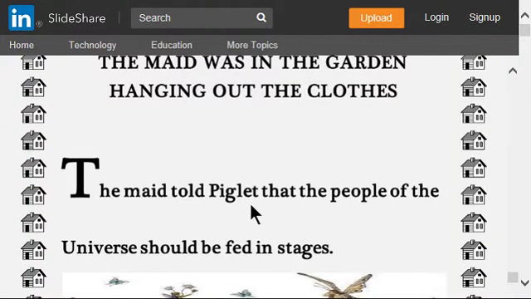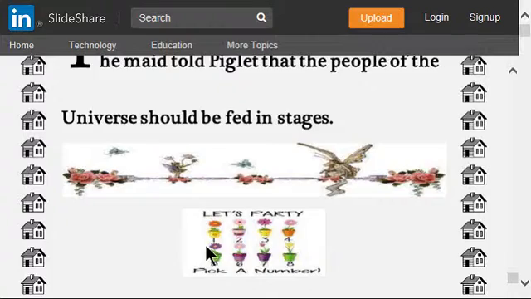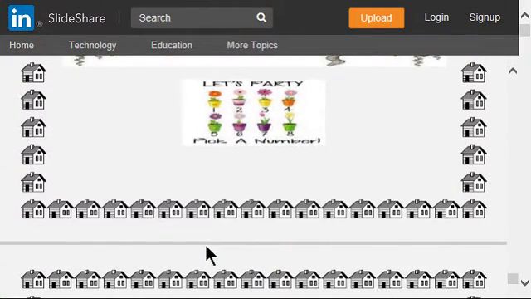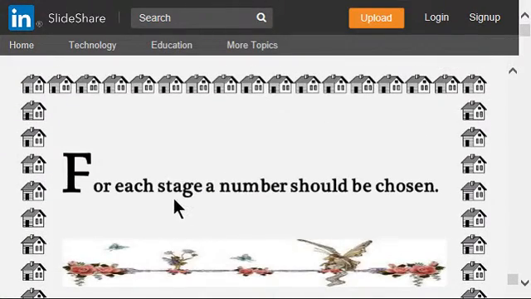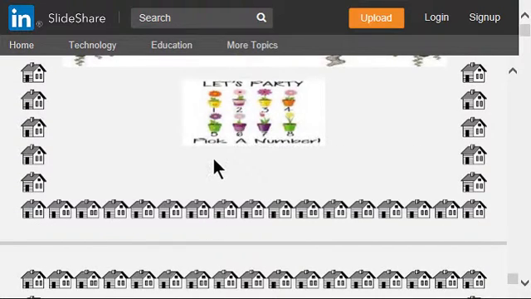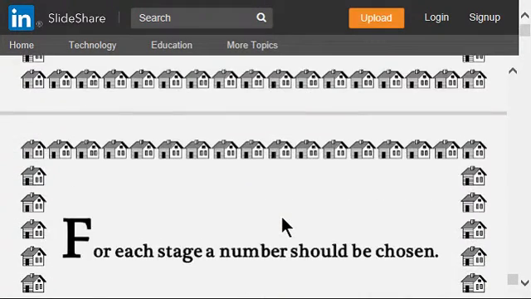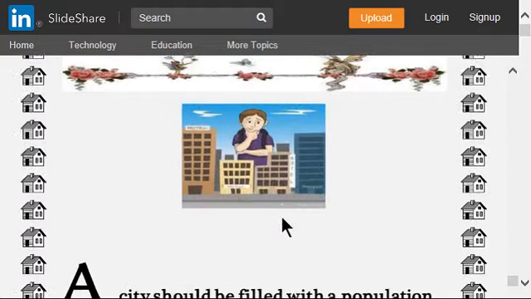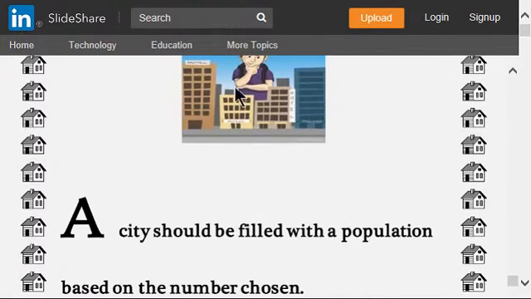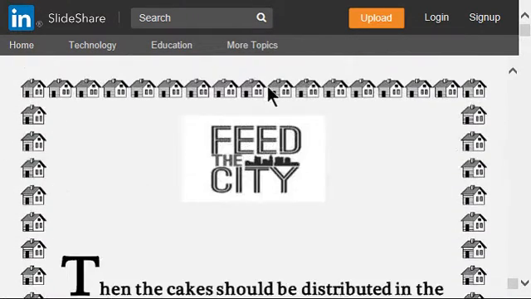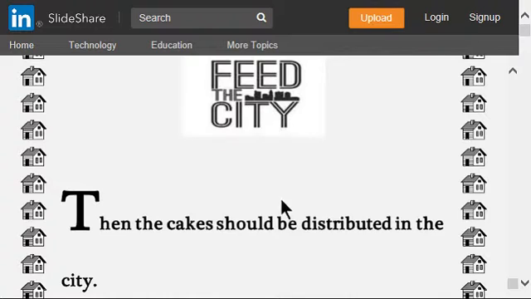The maid was in the garden hanging out the clothes. The maid told Piglet the people in the universe should be fed in stages. So what she says is that for each stage, a number should be chosen. You break it up into stages, and at each stage a number is chosen. A city is filled with a population based upon the number chosen. Then the cake should be distributed in the city, and the people in the city should be fed.